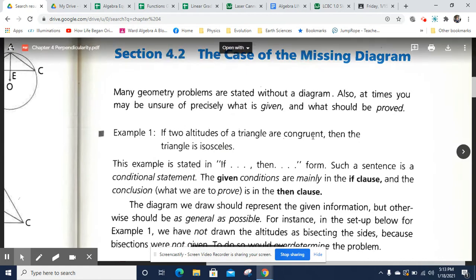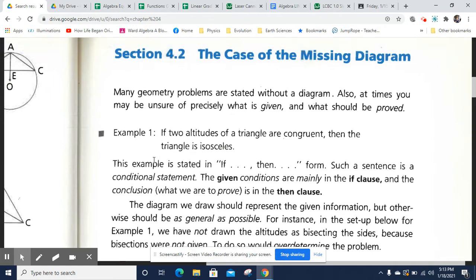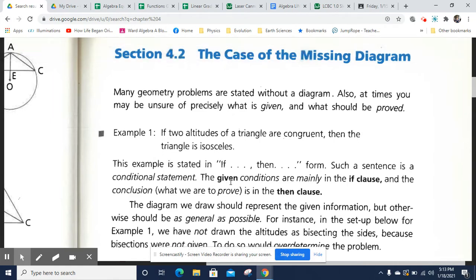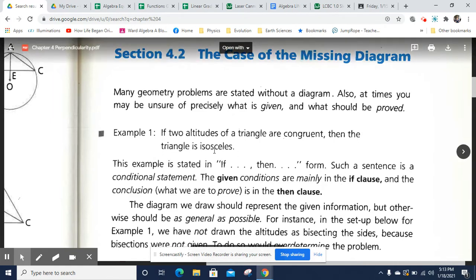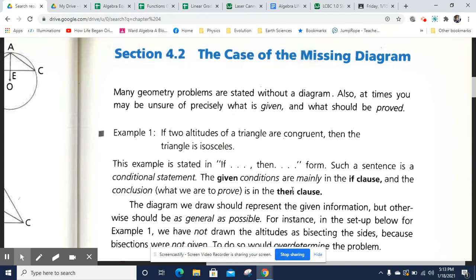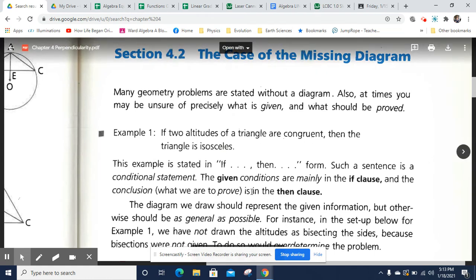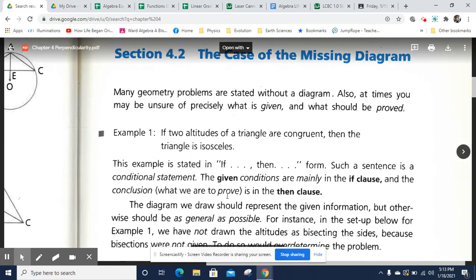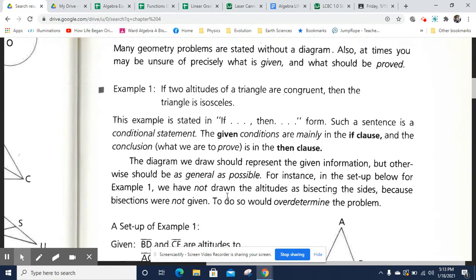So these are givens for us. The thing we're trying to prove is that the triangle is isosceles. This example is stated in if-then form, which is a conditional statement, and the given conditions are mainly in the if clause. You can see that they're altitudes, and those altitudes are congruent. And the conclusion, whatever we're trying to prove, is in the then clause: then the triangle is isosceles. So let's take a look.